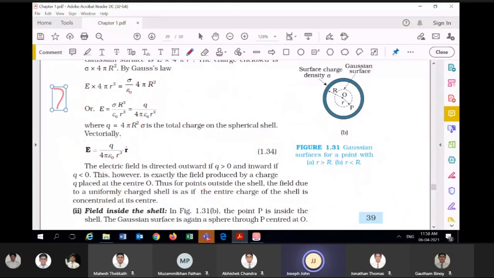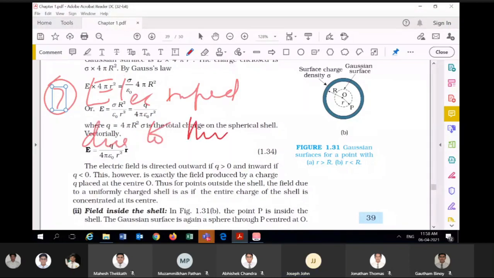Seventh one. Electric field due to a thin sheet. What is the formula for a thin sheet? Yes, a straight, infinitely long wire. Thin sheet: sigma by 2 epsilon naught.